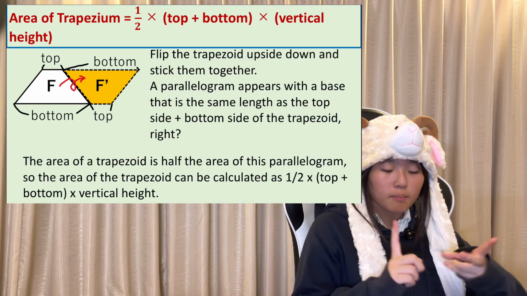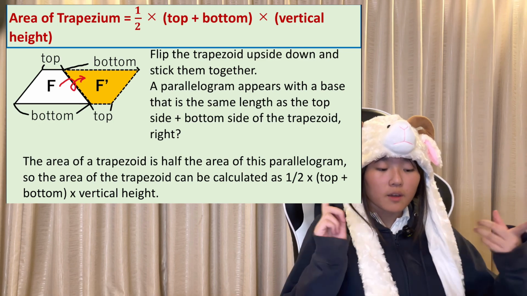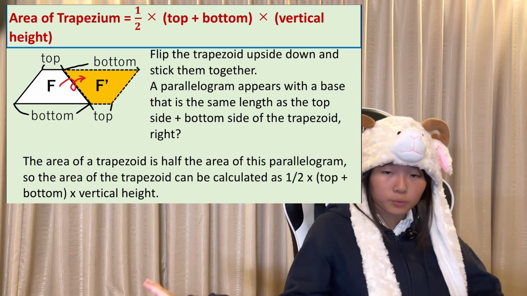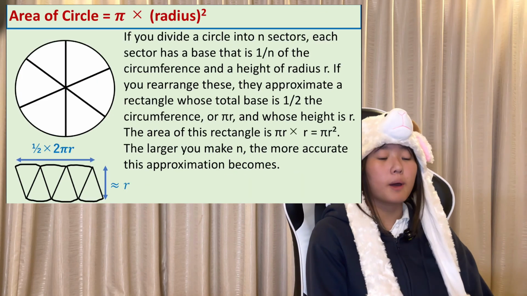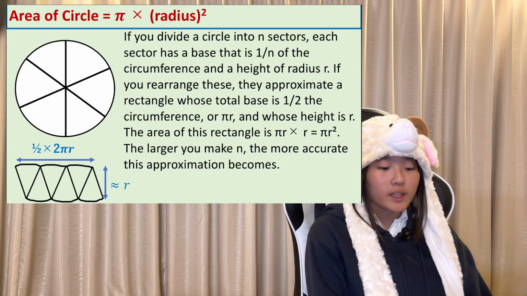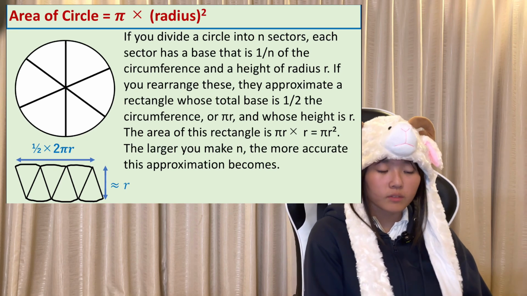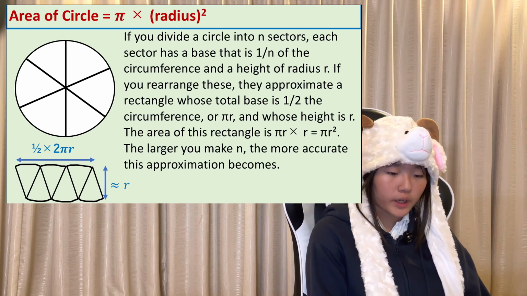You have to add the top and bottom first. Don't multiply the bottom times the vertical height. No, there's brackets around the top plus bottom. Now I'll tell you about the area of a circle. It's pi r squared, or pi times radius squared.